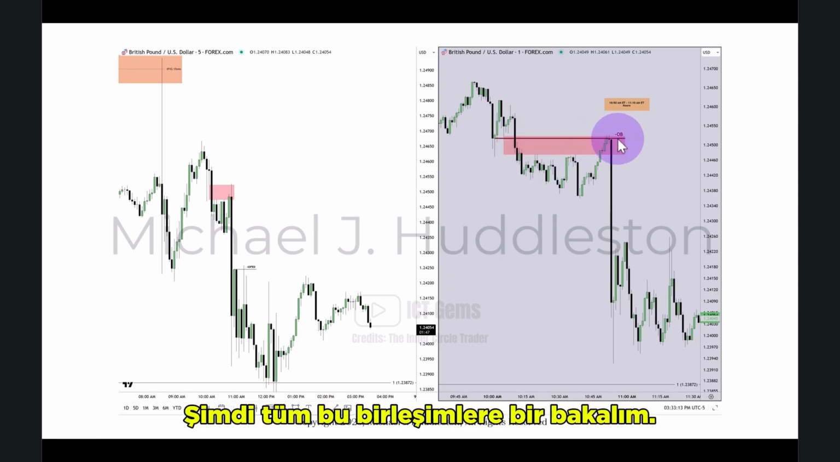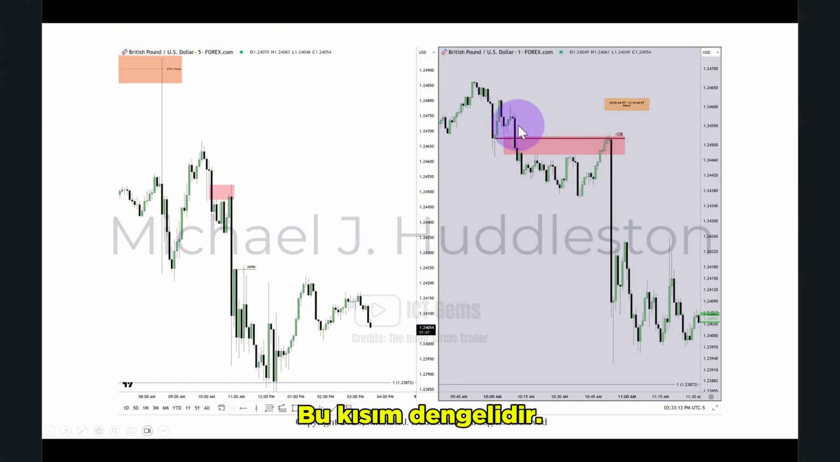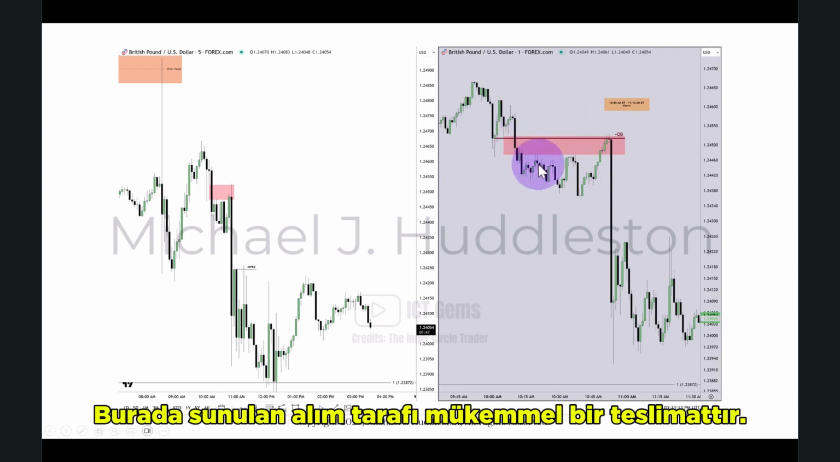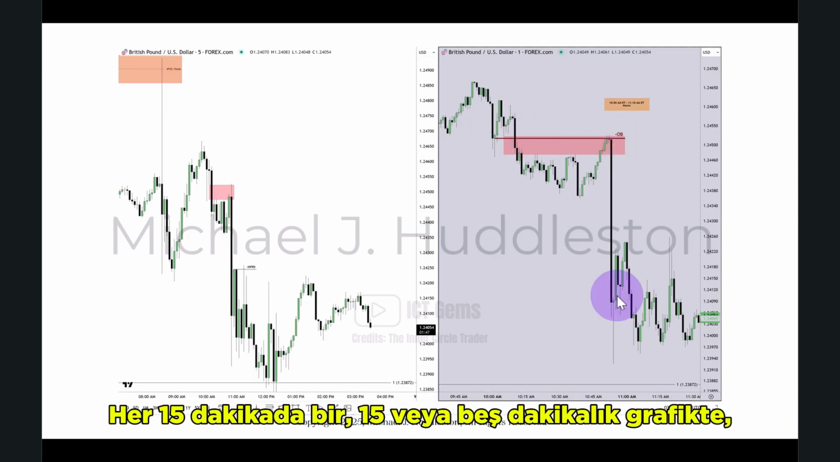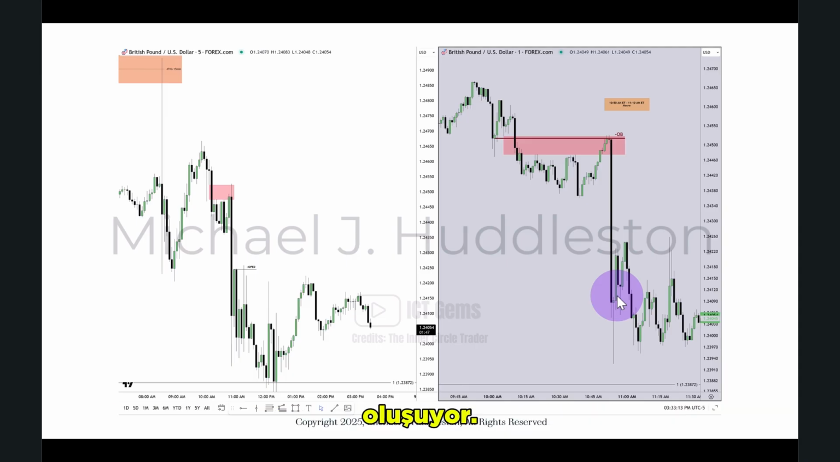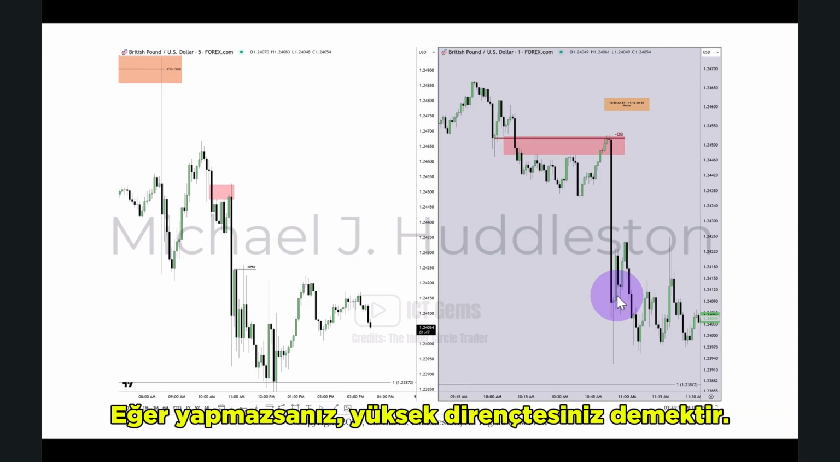So now look at all the confluences. This portion is balanced. This portion is imbalanced. It's inefficient with buy side. This buy side offered here is perfect delivery. And you have the change in the state of delivery here. Every 15 minutes, on the 15 or 5-minute chart, it's forming. If it doesn't, you're in high resistance liquidity run.